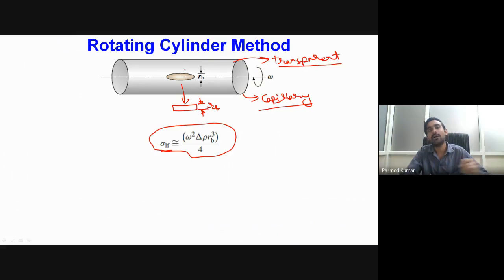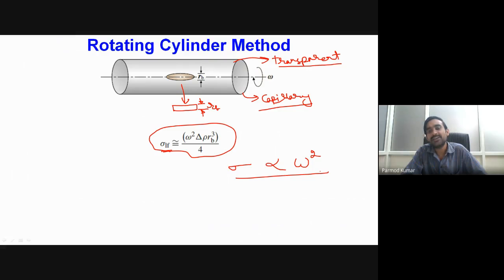Otherwise, we may also go for high speed photography, and we have to match our photography frame rate to the rotation of the cylinder in order to determine the size of this elongated bubble. One important point you can see here is that the value of surface tension is proportional to the square of the angular rotational speed of the capillary.